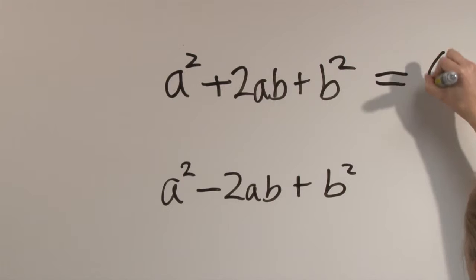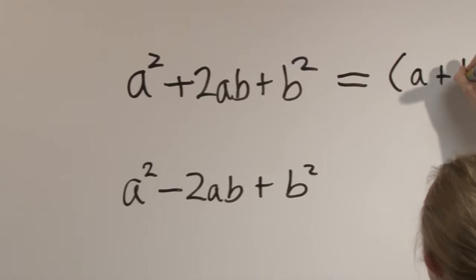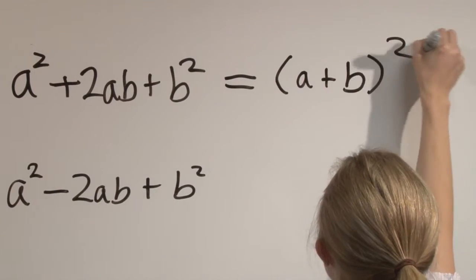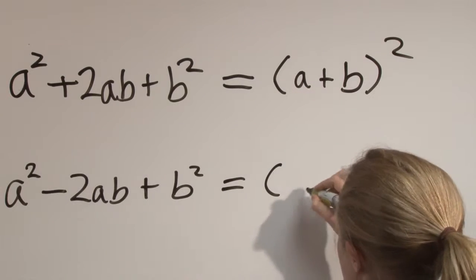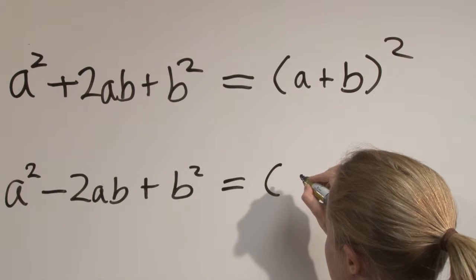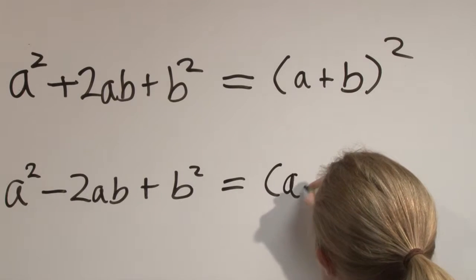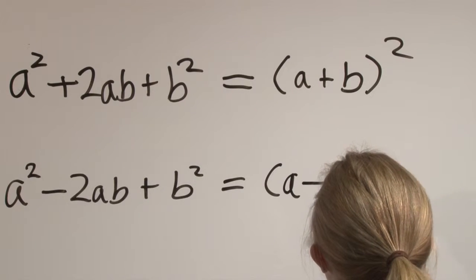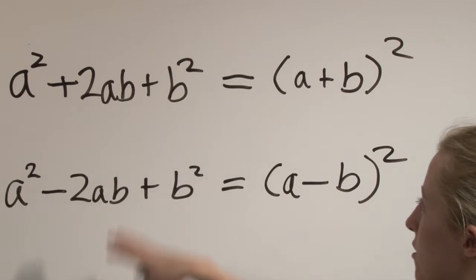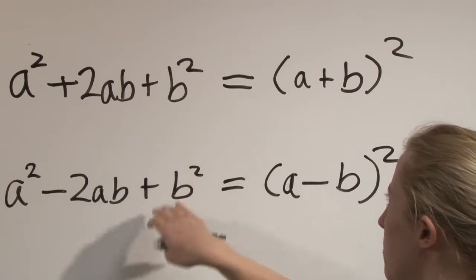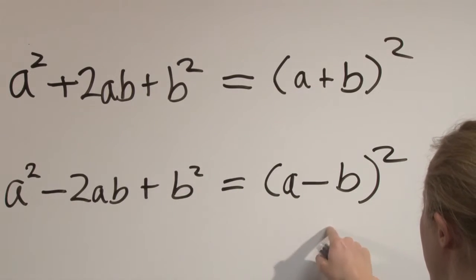That is the distributed form of a plus b squared, and this one was the distributed form of a minus b squared. So what we're going to do is work on identifying trinomials of these forms and then factoring them into these forms here.